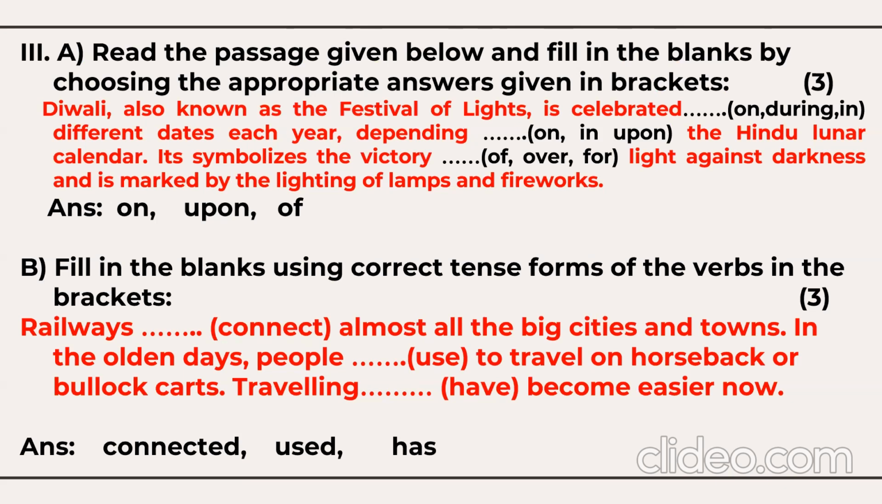The railways have connected almost all the big cities and towns. In the olden days, people used to travel on horseback or bullock carts. Traveling has become easier now. So please do make the correction here. Railways have connected almost all the big cities and towns. So this is the answer here. There's a minor correction. We will say here have connected, not connected, have connected. Present perfect tense, 3 marks.